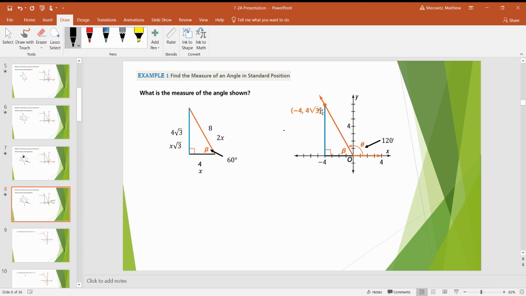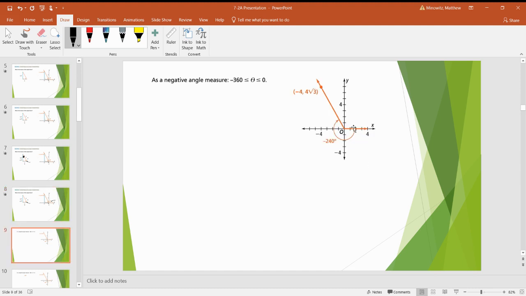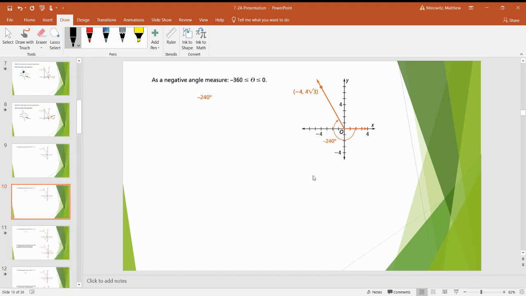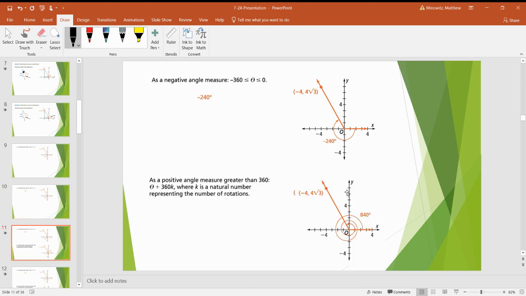But we can also name this orange line a bunch of other angle measures. We can go counterclockwise, which we're going to define as positive, 120 degrees. But maybe I want to go the opposite way. So I want to go in the negative angle measure, and I can go negative 240 degrees. Or maybe I want to go crazy. I want to do a lot of spins. So I want to do two full spins and then a piece.